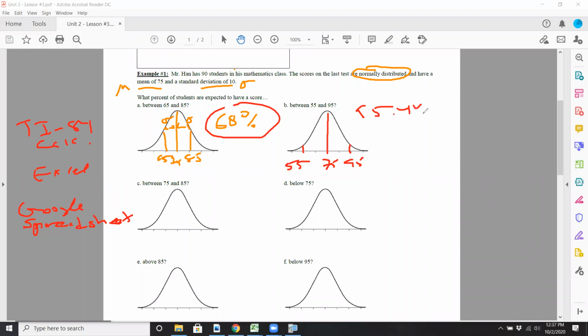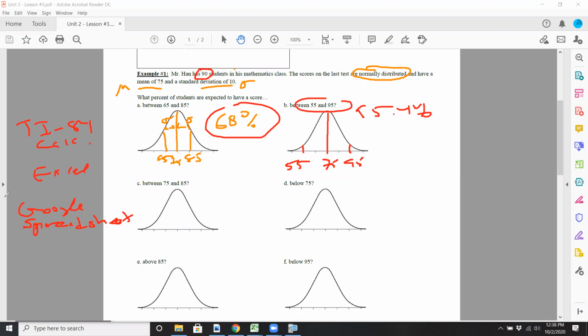So there's a 95.4% chance your score would be between those two if the mean were 75, the standard deviation is 10, and if you assume a normal distribution. We usually have a lot of students, like 90 is a pretty high number. You can kind of expect normal distribution to pretty much happen. There are certain assumptions we have to make with normal distributions, which we'll talk about next week.